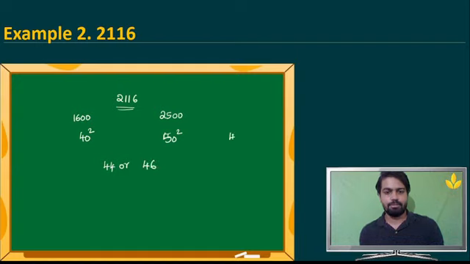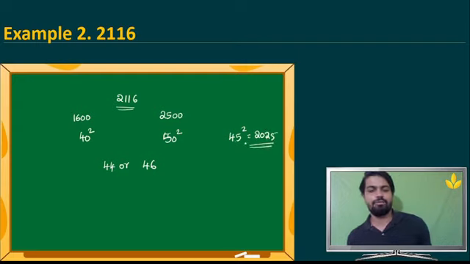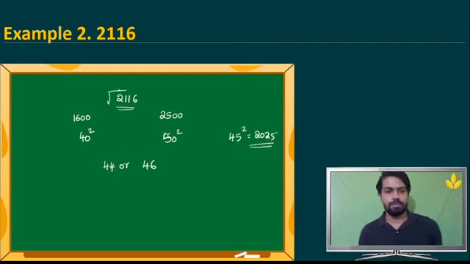Again, we have the middle number 45 square. If you find 45 square, it is 2025. So as it is 2025, the square root of this number must be more than 45, which is 46. So as simple as that. Okay, so you don't have to worry about finding square root of a two-digit perfect square anymore.